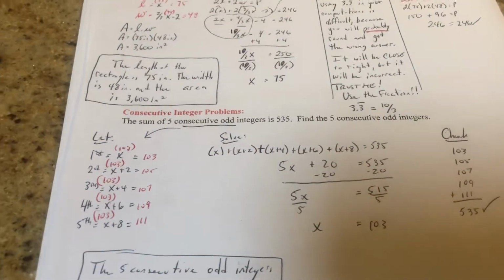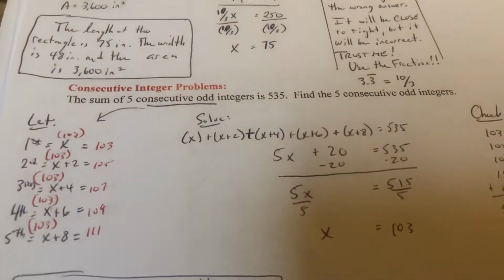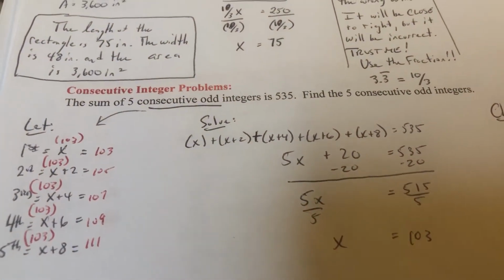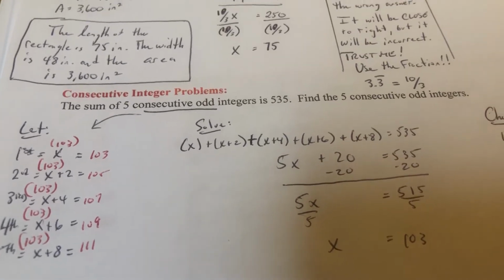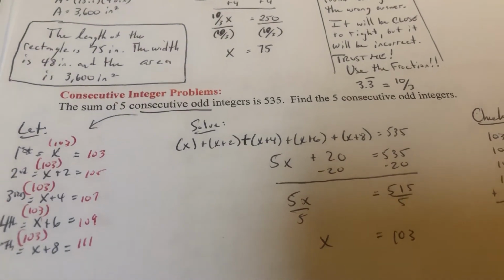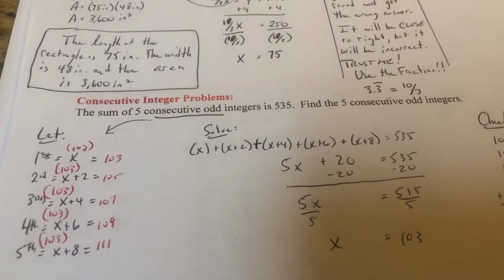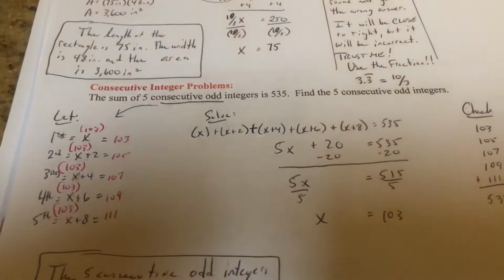Okay, this is the most basic of the consecutive integer problems. It says the sum of 5 consecutive odd integers is 535. Find the 5 consecutive odd integers. With this one, it said the sum of the 5 consecutive odd integers, so we just added up all 5.